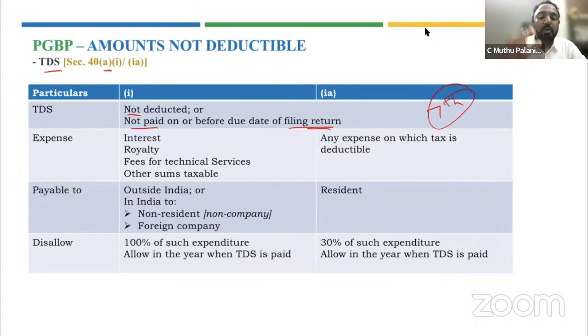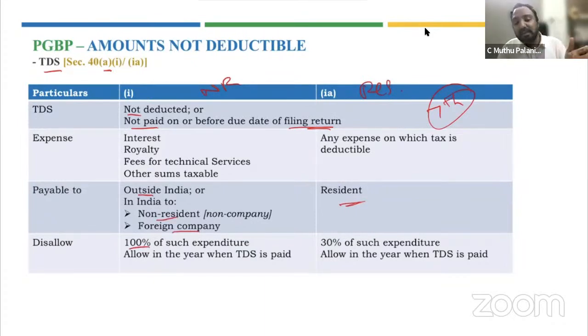of income. And what are the expenses covered? One is for non-resident payments and 1A is for resident payments. So one says any interest, royalty, fees for technical services or any other sums when you are supposed to pay outside India, or in India to a non-resident or a foreign company. So this is what is covered. Whereas 40A(1A) is only for residents. And what is the disallowance? 100% of such expenditure. So if your expenditure is 5 lakhs, 5 lakhs is disallowed.